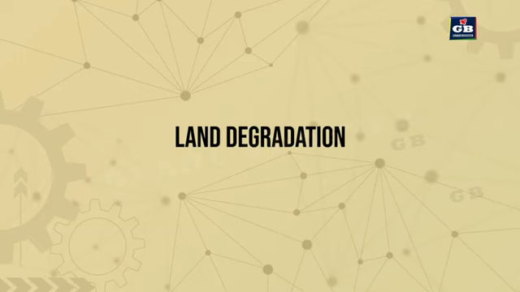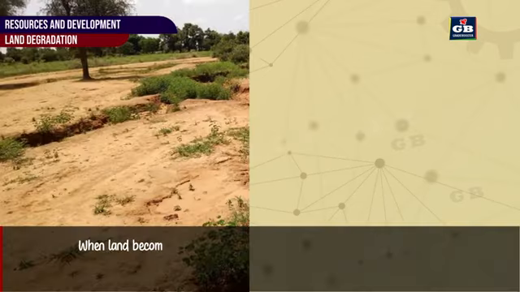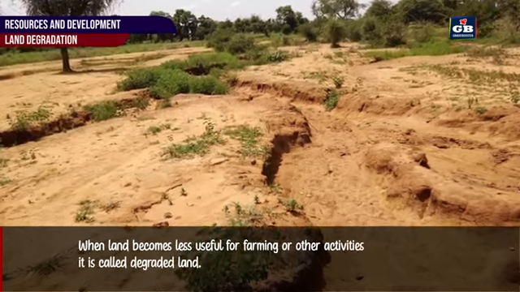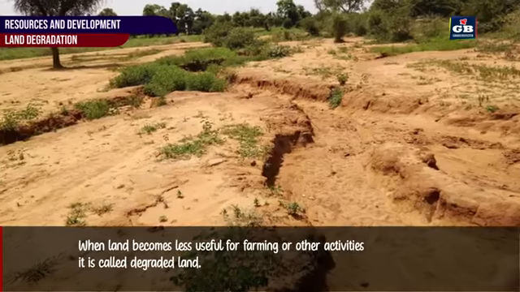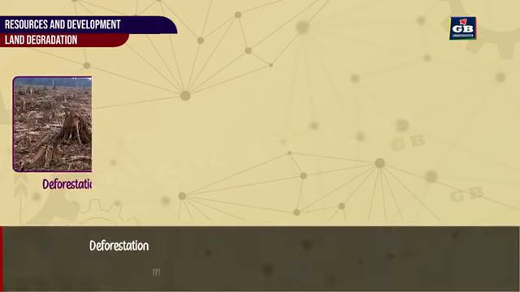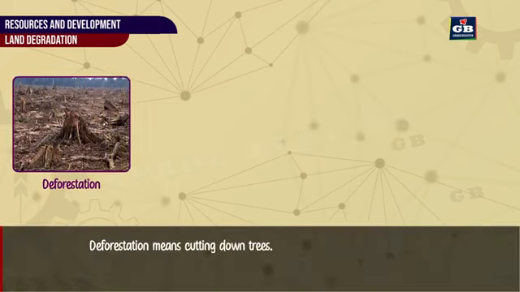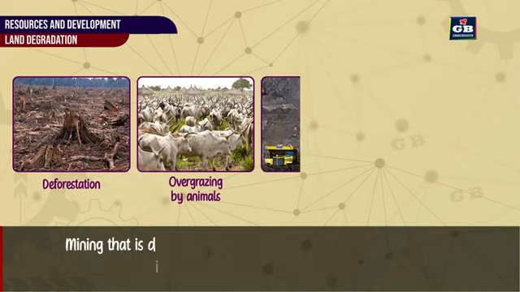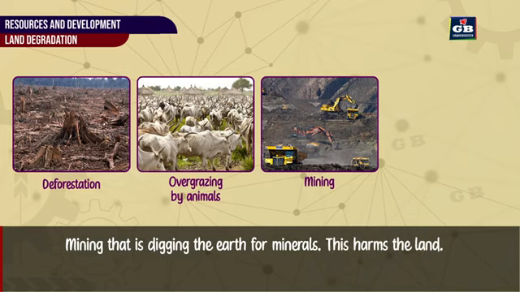Now let us look at land degradation. When land becomes less useful for farming or other activities, then the land is called degraded land. What are the causes of land degradation? 1. Deforestation. Deforestation means cutting down trees. 2. Overgrazing. Overgrazing means allowing too many animals for eating the grass. 3. Mining. Mining means digging the earth for minerals. This activity harms the land.